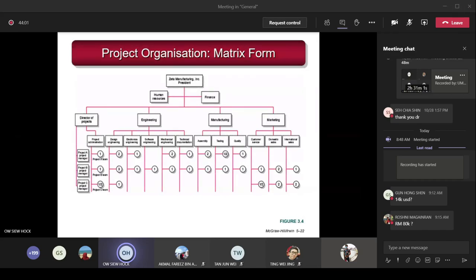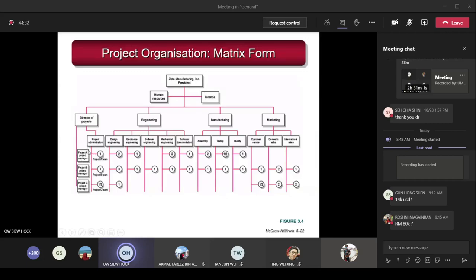Okay, so this is how it looks, one example here. The matrix form. Within this company, you can have a project A, and you have one assigned project manager to handle project A. There's another project, project B, with another project manager. There's project C, with project manager C. And all these project managers are under one director of projects, who looks after all three projects.